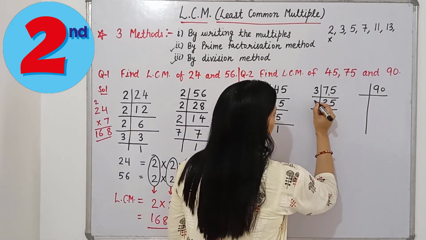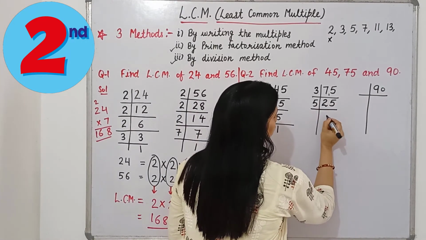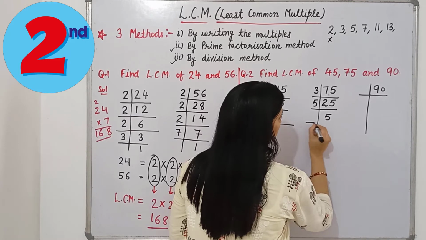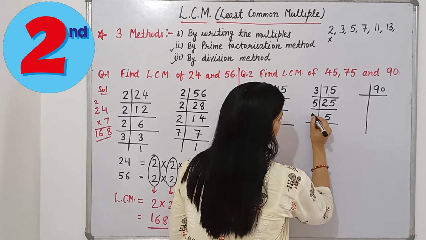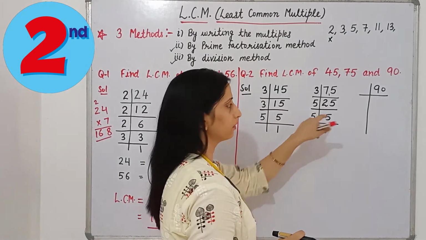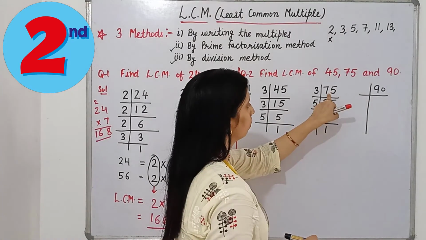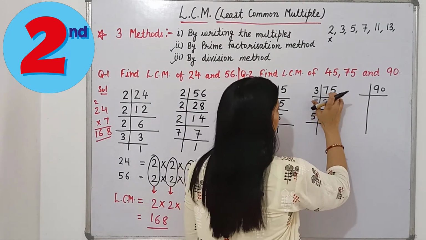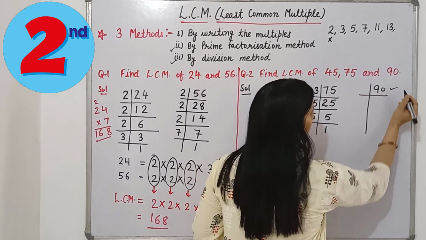Now we can divide it by 5. 5 fives are 25, and at last 5 ones are 5. So these are the prime factors of 75. Now we will do the same for 90.